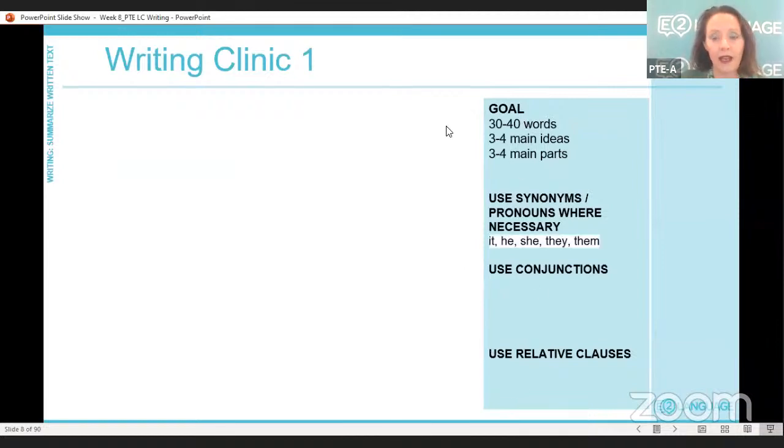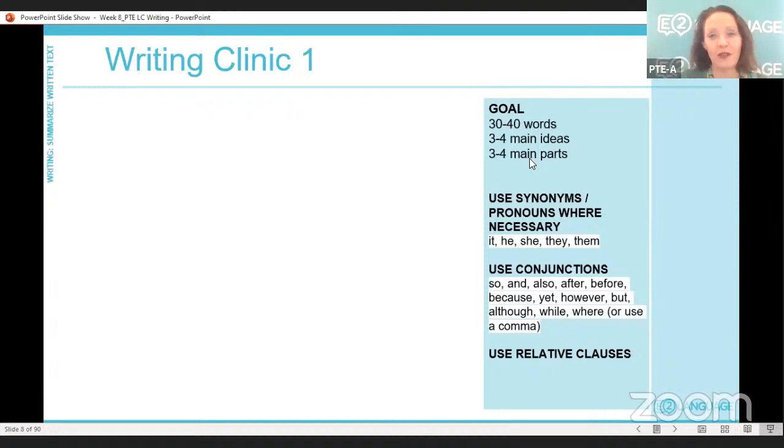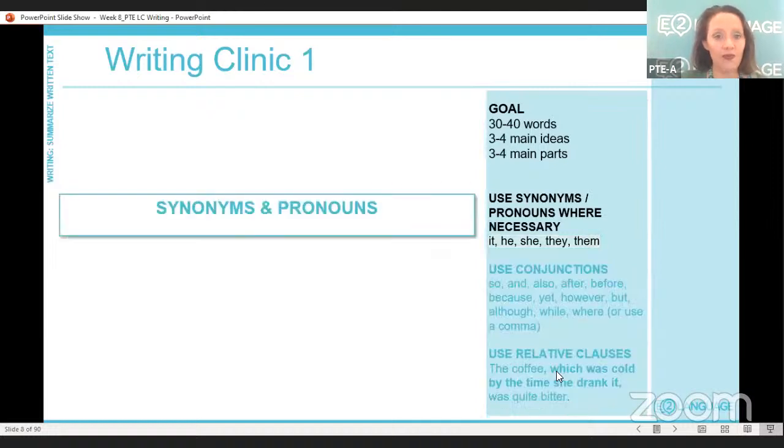And so here we've got some, what have we got? Our goal is to write 30 to 40 words, 3 to 4 main ideas or parts. And we've got some pronouns. So instead of repeating nouns, we can use pronouns. And here are some conjunctions, so linking words that we can use in our sentence, possibly at the beginning of our sentence, but certainly we need to use a couple of these. We could also use relative clauses. So we'll look at that in a moment, like which, where, who.